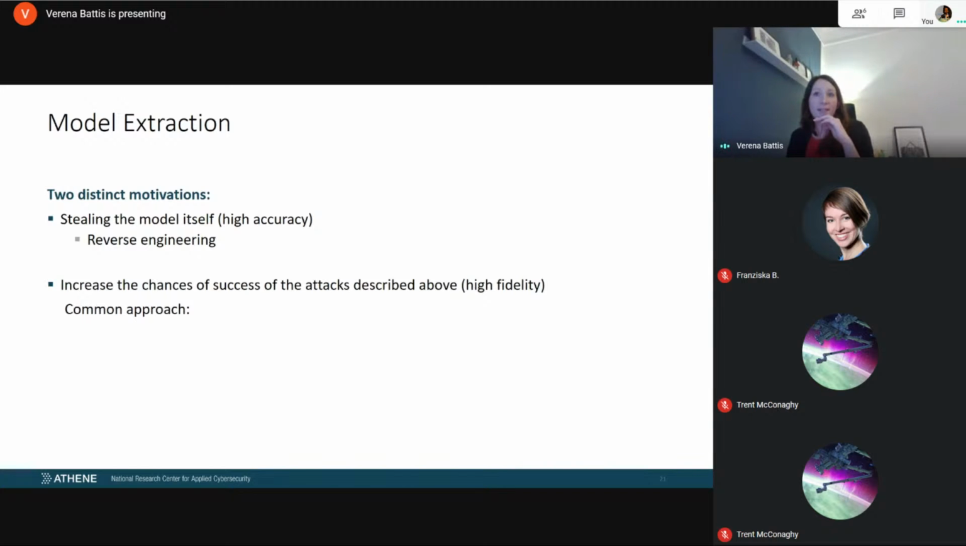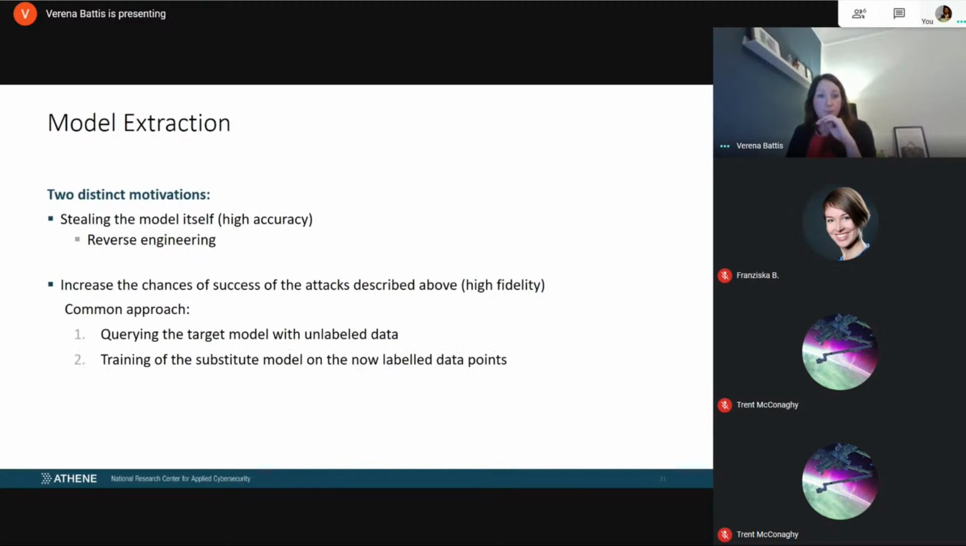We want as good an approximation of the target model as possible to increase the chances of success of the previously named attacks. Meaning that we also want to copy bad behavior where the target model fails to comply with its task. This process, stealing a model in a high fidelity manner, mostly follows one common approach, which is querying the target model with yet unlabeled data and training the substitute model on the now labeled data points.